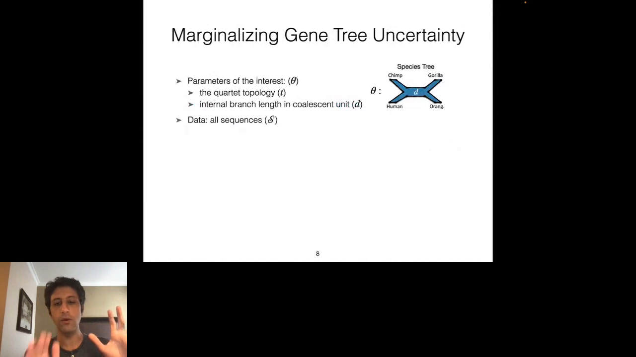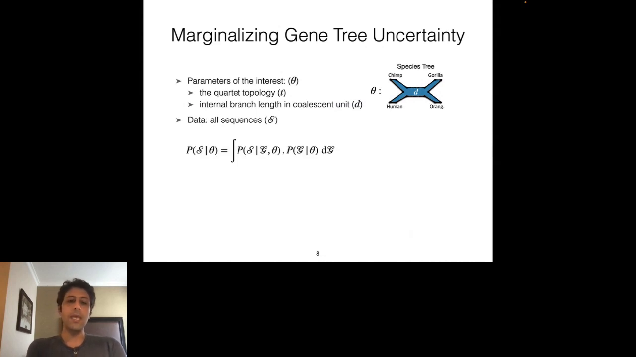Now, from here on, I'm going to focus on one quartet. Let's discuss what we do. We have a parameter theta, which is what we are interested in. It's the species tree. It has the topology, let's call it T, and the length of this internal branch in coalescent units, which is D, and sequence data, S. I am not terribly interested today in gene trees. I'm mostly interested in the species tree.